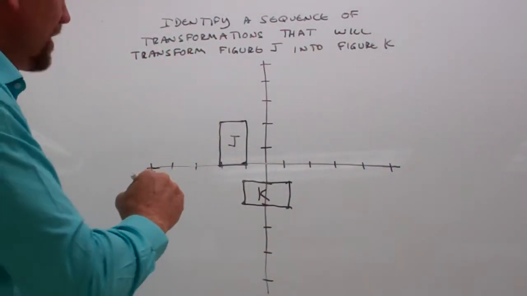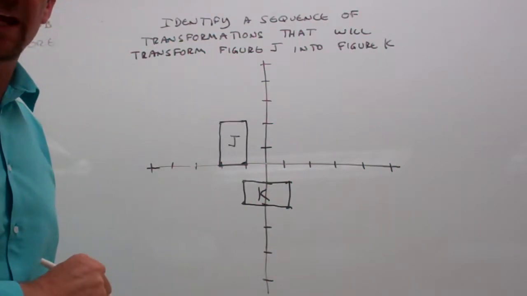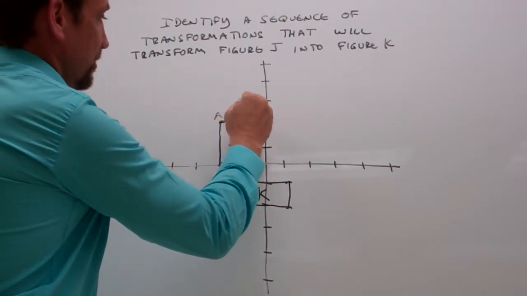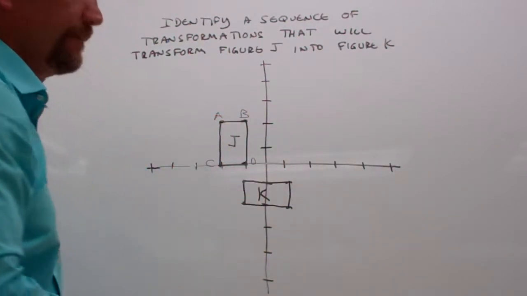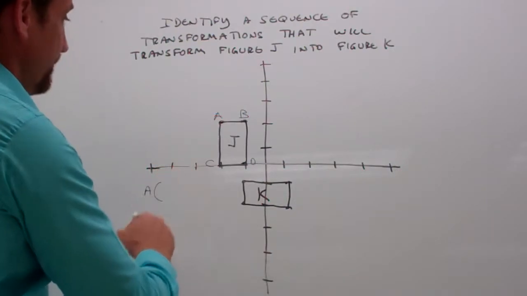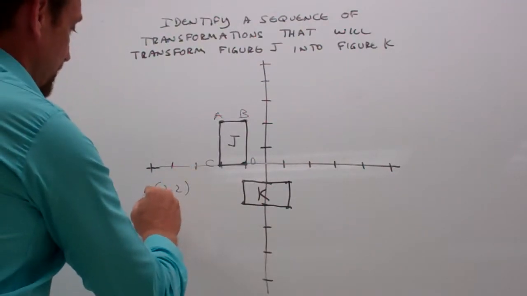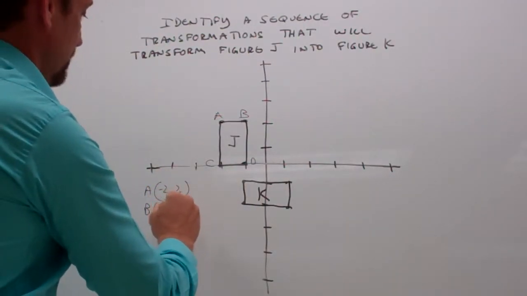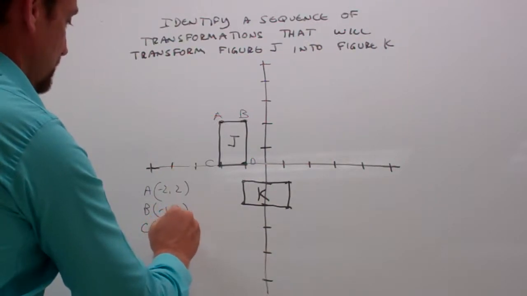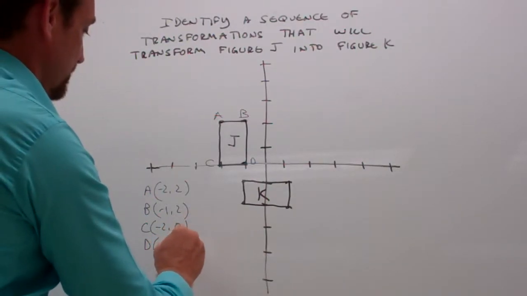Good idea, rather than just guesstimating where figure J would be with a 90-degree counterclockwise rotation, I'm going to label each one of these vertices. I'm going to call them A, B, C, and D. And let's write down the coordinates of each one of those points. So it looks like point A has coordinates of -2, 2. And point B has coordinates of -1, 2. Point C is at -2, 0. And point D has coordinates of -1, 0.